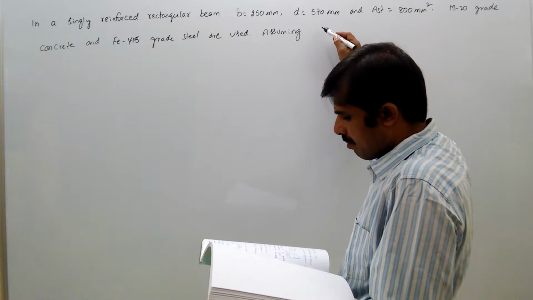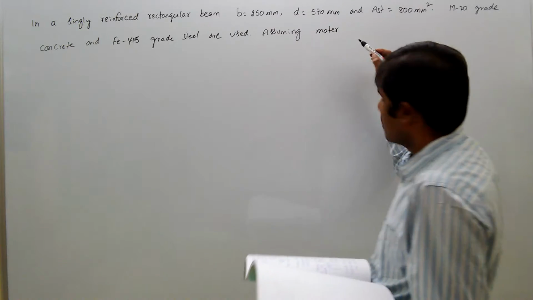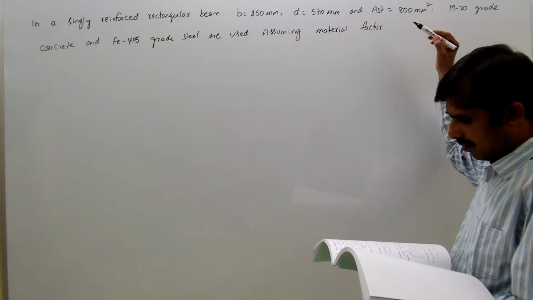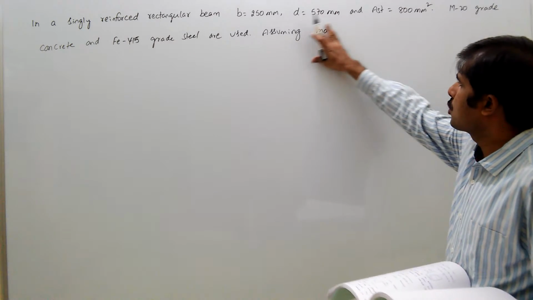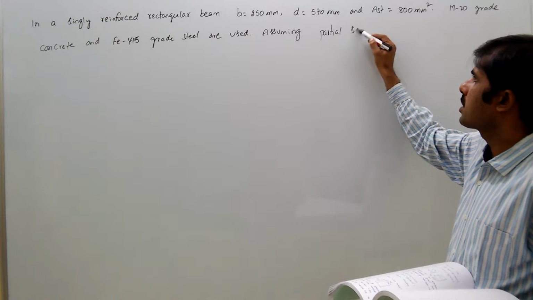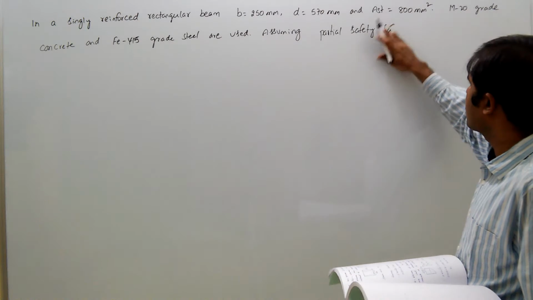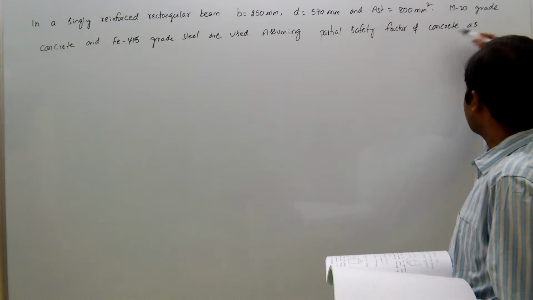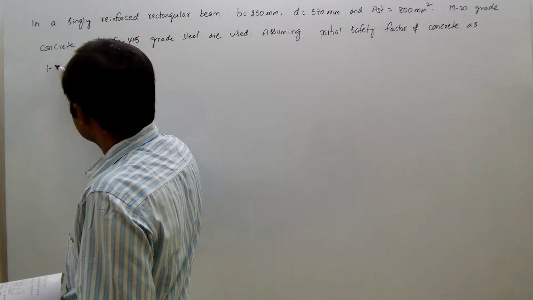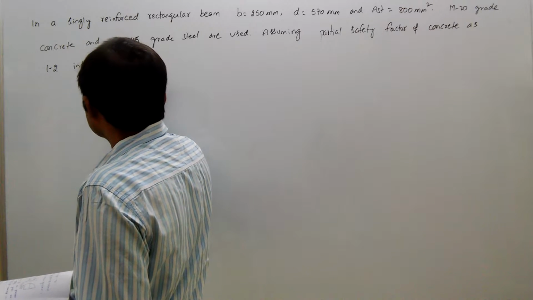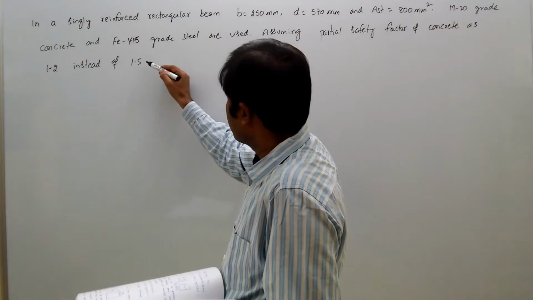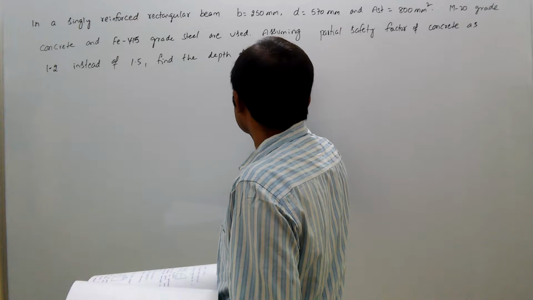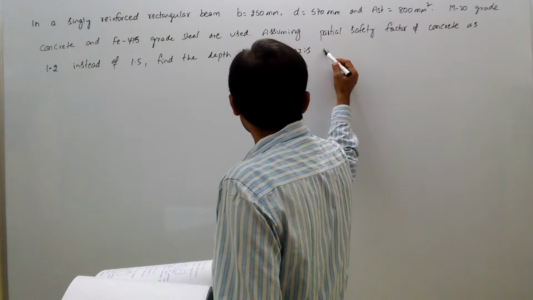Assuming material factor of safety, assuming partial safety factor of concrete as 1.2 instead of 1.5, find the depth of neutral axis in millimeters.